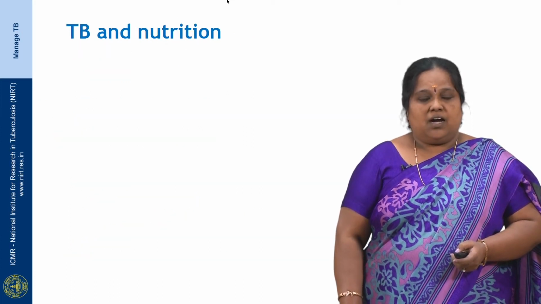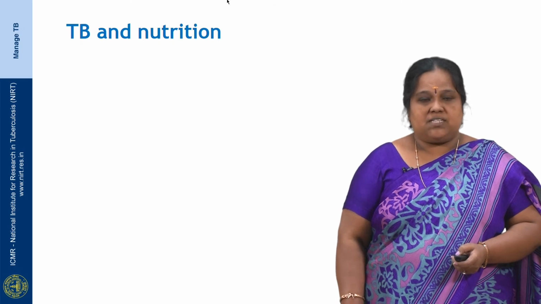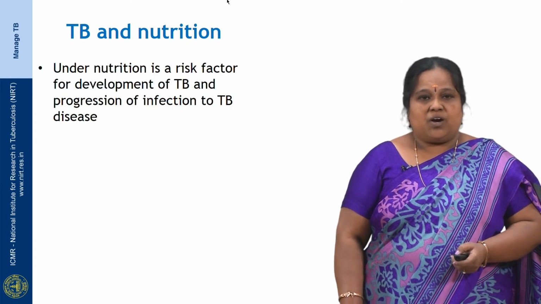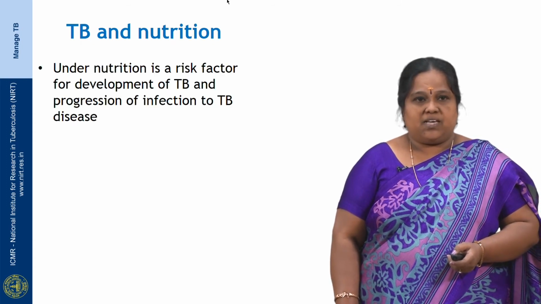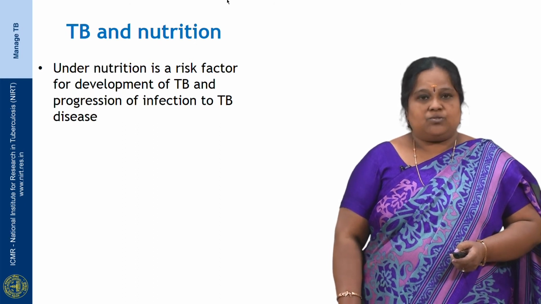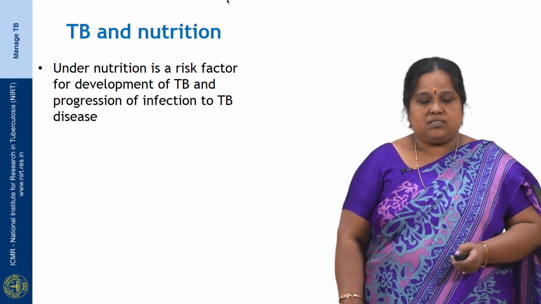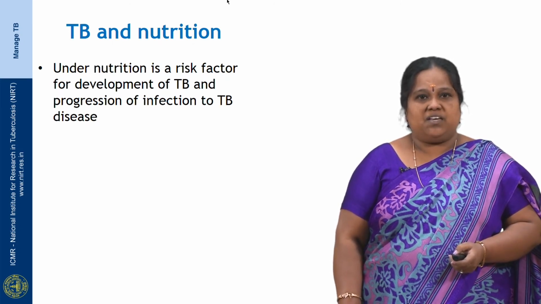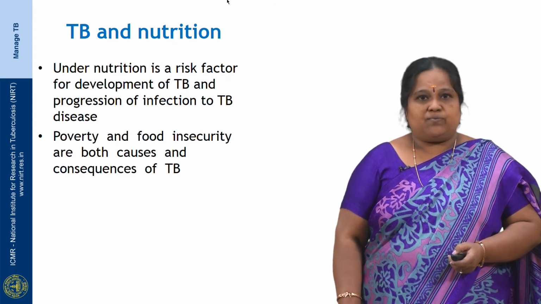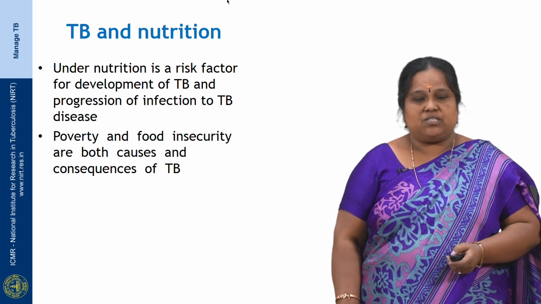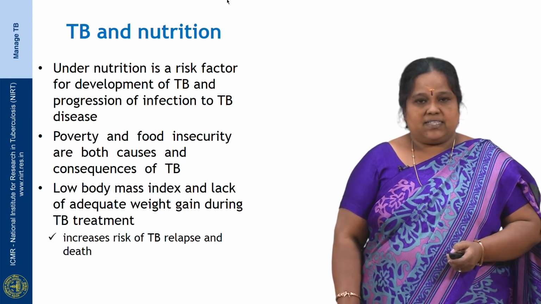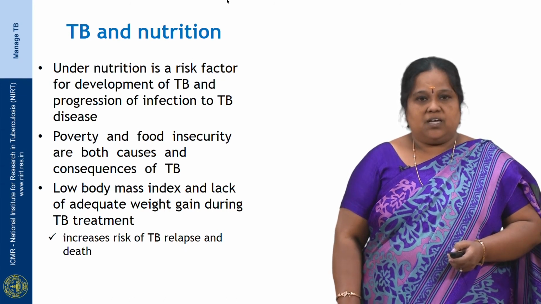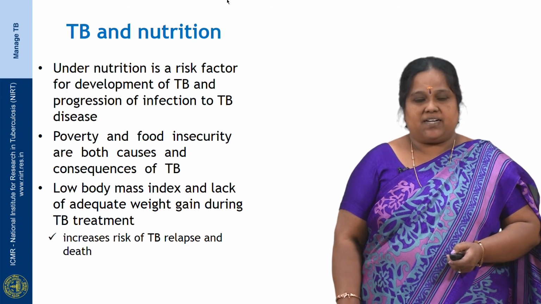TB and nutrition. Undernutrition is a prevalent comorbidity in TB and it impacts the TB treatment outcomes. Undernutrition is a risk factor for development of TB and progression of infection to TB disease. TB worsens the undernutrition, which in turn weakens the immunity and progresses the TB infection to disease. Poverty and food insecurity are both causes and consequences of TB. Low body mass index and lack of adequate weight gain during TB treatment have to be closely monitored because they increase the risk of TB relapse and death in patients.